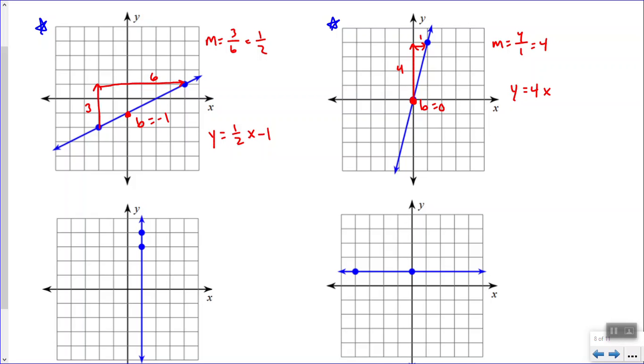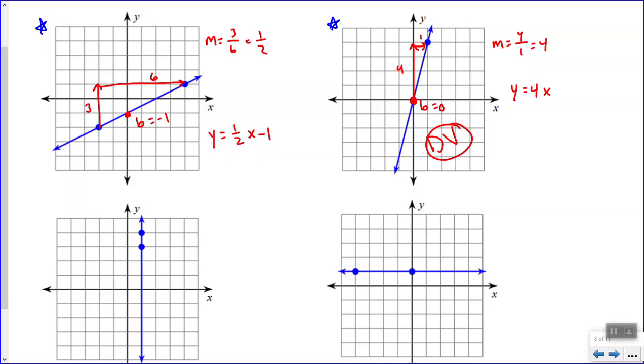So, go ahead, pause the video, and see if you can write the slope-intercept equations for the first 2 graphs that we have here. Alright, if we look at our graph on the left, we have between those 2 marked points a rise of 3 and a run of 6, which reduces to a slope of 1/2. Our graph cuts through the y-axis at the point (0, -1), so our b value is -1. We put it all together, and we get our equation of y equals 1/2 x minus 1.